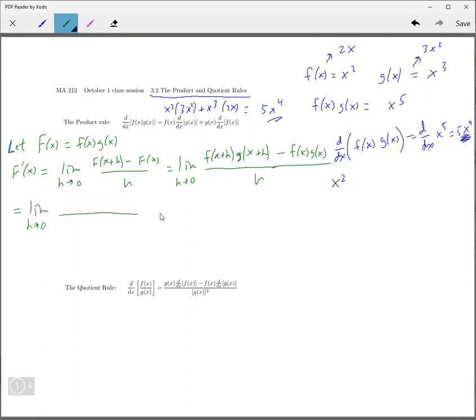Now here's where it gets a little bit tricky. But all I'm really doing is adding and subtracting the same thing. I'm going to subtract an f of x plus h times g of x. But then I'm also going to add an f of x plus h times g of x. So I get that.